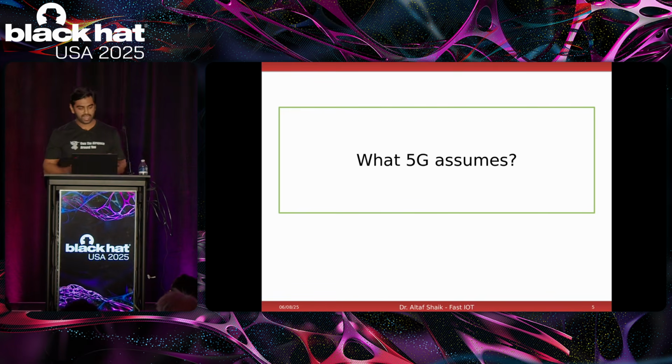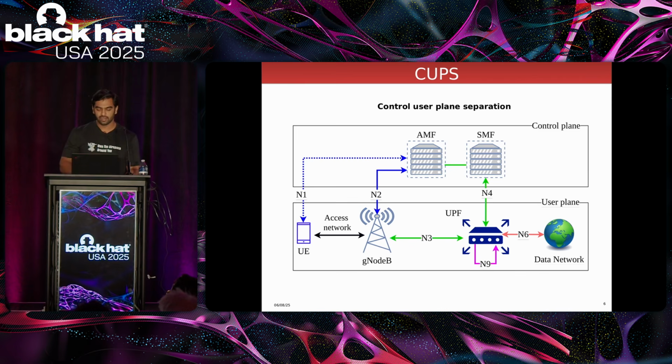The same thing also appears in 5G. What the 5G network basically assumes is that there is a control plane and a data plane, and there is a tight separation between control and data planes. There are some elements inside the control plane, like AMF, SMF. Then in the data plane, you see some elements like gNodeB and the user plane function.